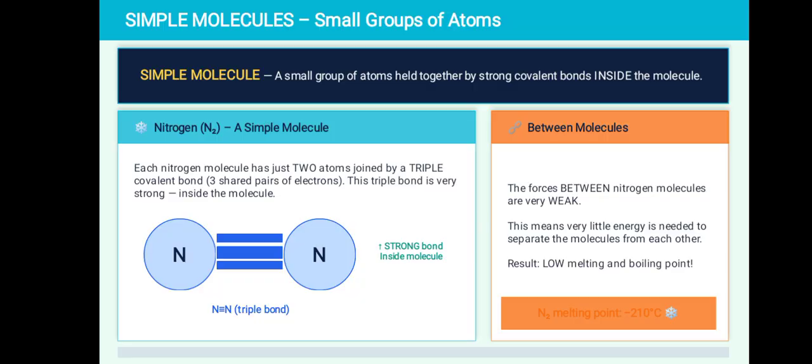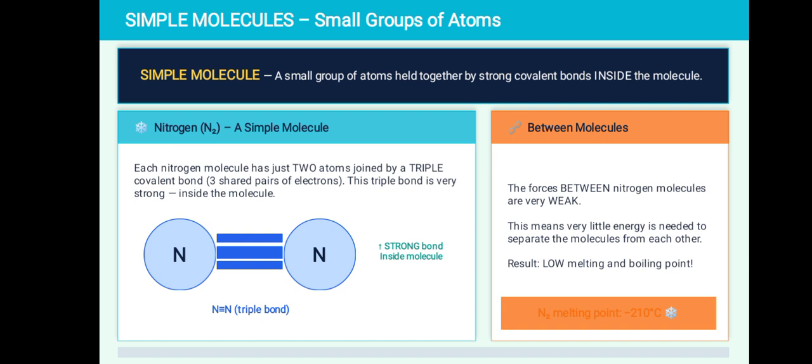Let's start with the simple molecules, using nitrogen as our main example. A simple molecule is a small group of atoms held together by strong covalent bonds inside the molecule. Nitrogen exists as N2, two nitrogen atoms joined by a triple covalent bond. That means 3 pairs of electrons are shared between the 2 nitrogen atoms. This triple bond inside the molecule is extremely strong.